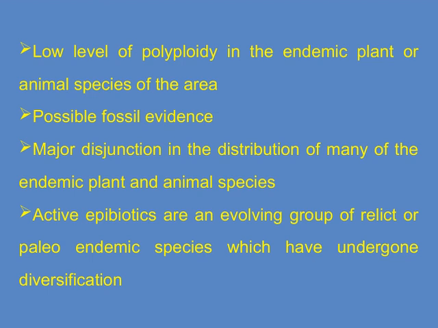Another key point is the major disjunction in the distribution of many endemic species. This means that populations of the same species are separated by significant geographical barriers or distances, leading to isolated groups that may evolve independently. Such disjunctions are important because they shape the genetic diversity and evolutionary trajectories of these species.